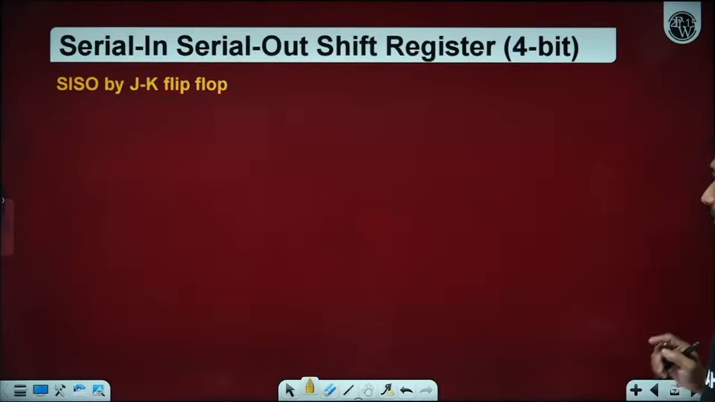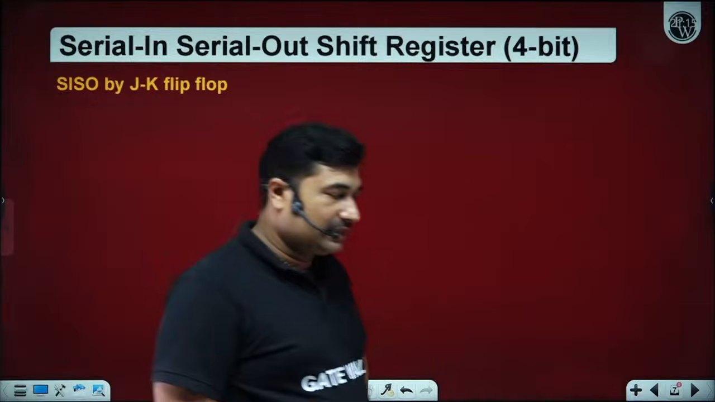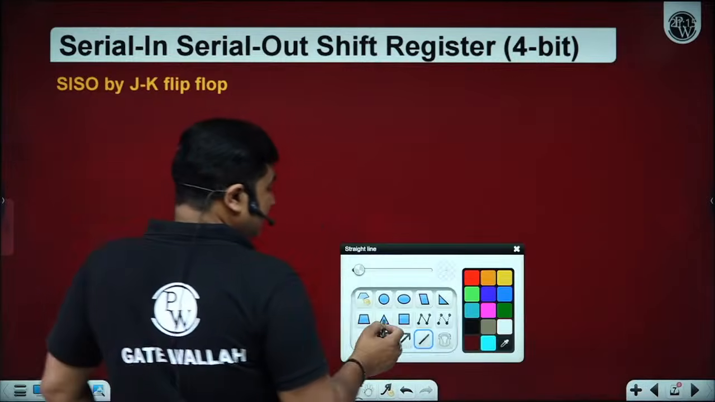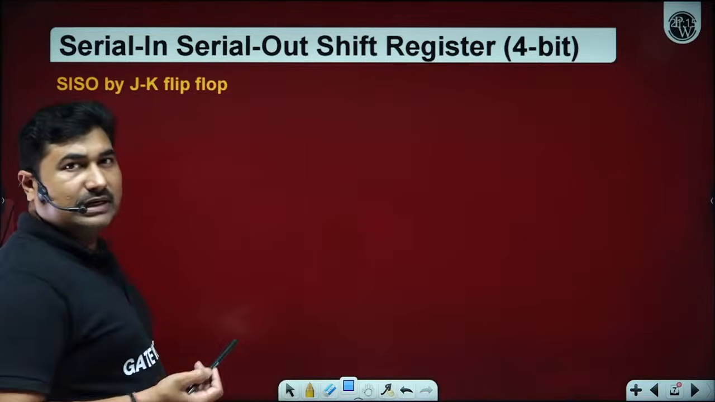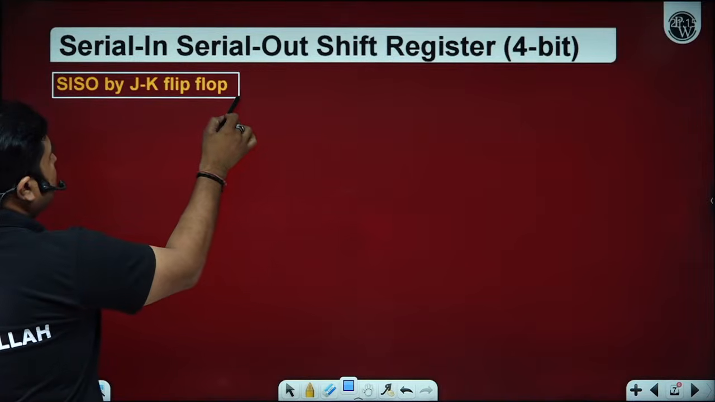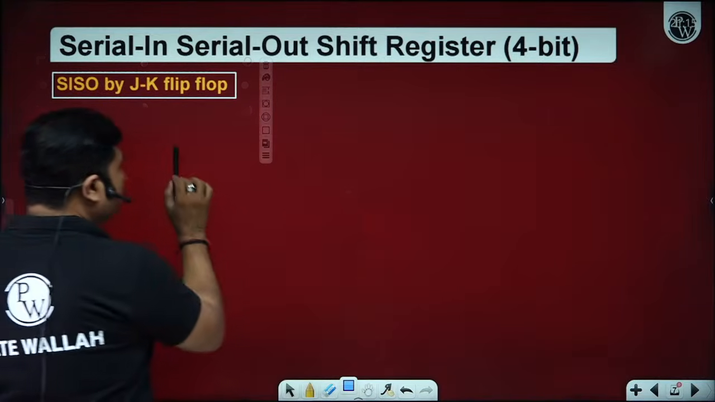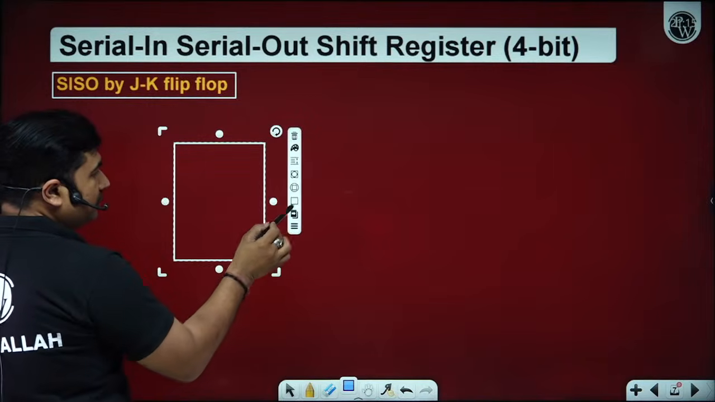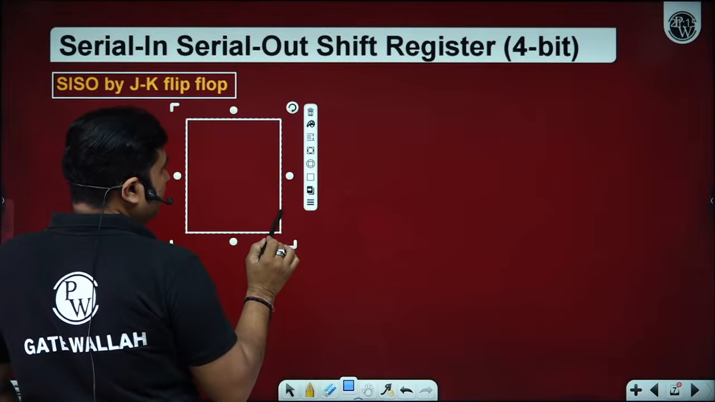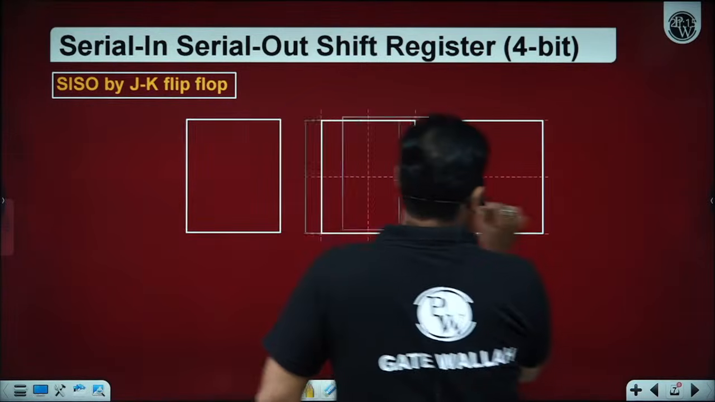Now let's talk about the serial in, serial out register first. In order to understand it, let us consider a 4-bit serial in, serial out register using JK flip-flops. So we need to use 4 identical JK flip-flops: first, second, third, and fourth.